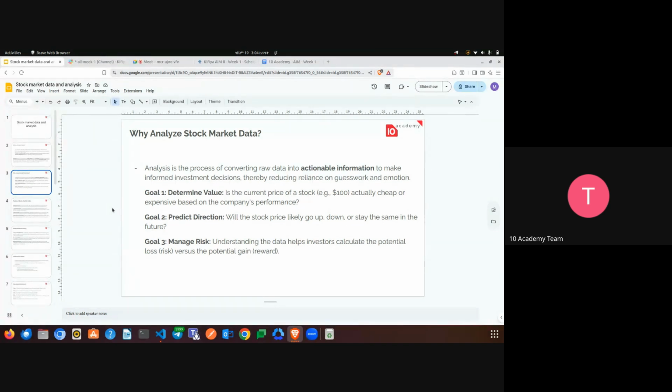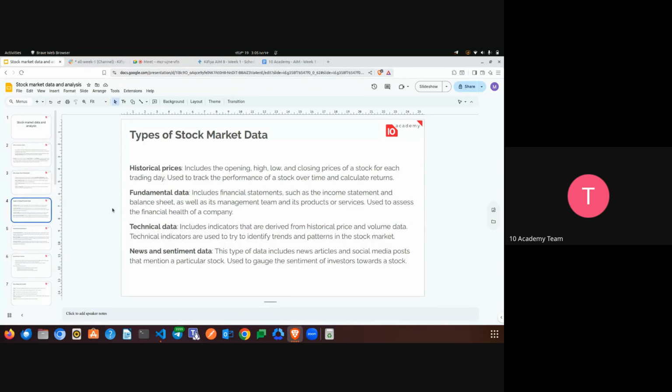The next thing we will analyze is predicting the direction. Is the share price likely to go up, down, or stay the same in the future? The other goal is to manage risk. That means understanding the data helps investors calculate the potential loss or risk versus the potential gain. So we will calculate this potential risk and potential gain and understand the data, and that will help us make an informed decision.